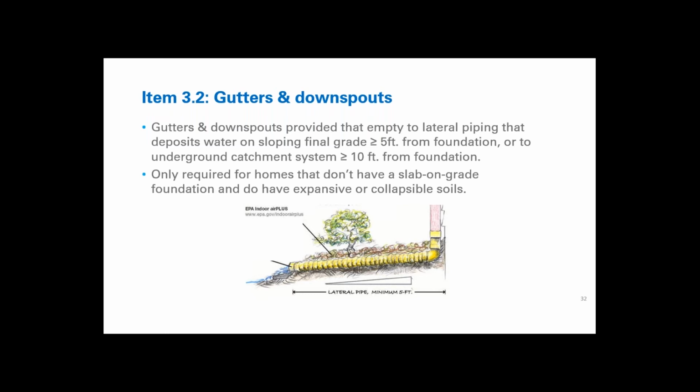So there are 3 exceptions here. Okay, so first, gutters and downspouts are not required in 2009 ICC dry climates. They're also not required for slab on grade construction. And third, they're not required if the home does not have expansive or collapsible soils, which is kind of the worst case scenario. Those can lead to a really severe structural issue.